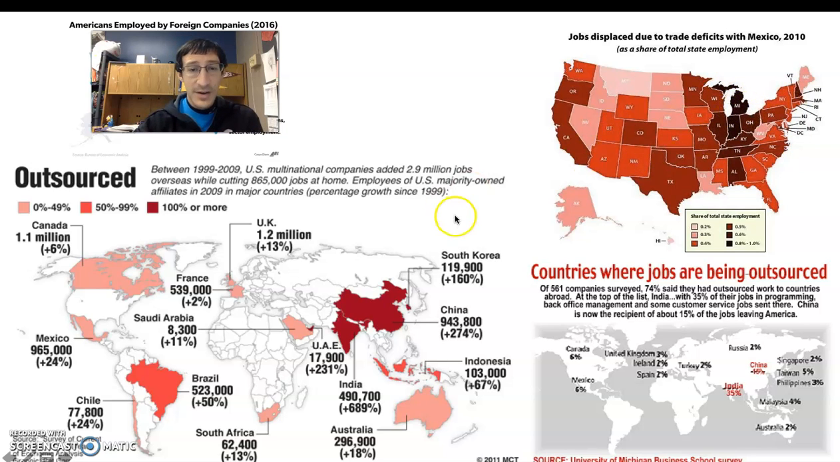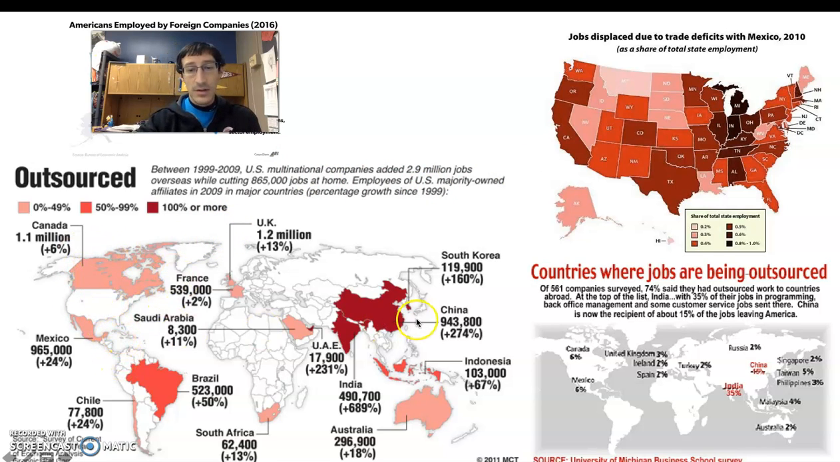Where have a lot of those jobs gone? Well, this is between 1999 and 2009. Okay, we added 2.9 million jobs overseas while cutting almost 1 million back home. So a difference of about 4 million jobs inside the United States. Okay, and so you can kind of see, where have they gone?